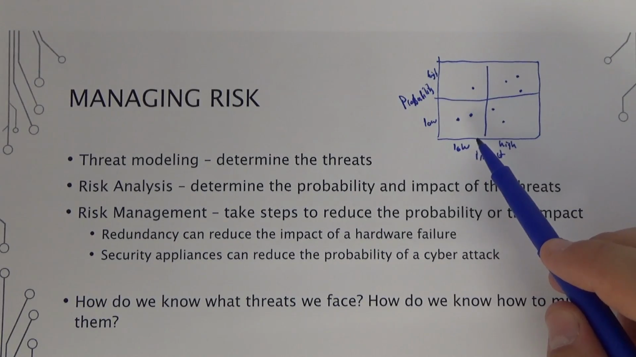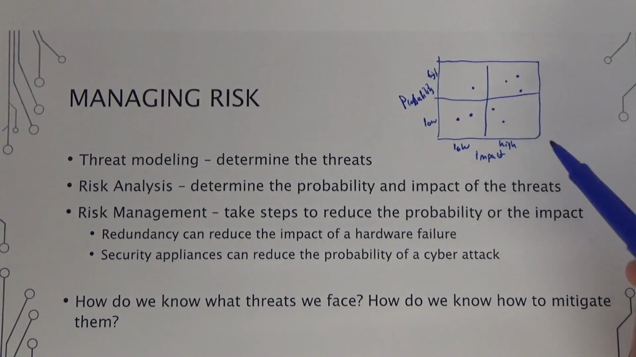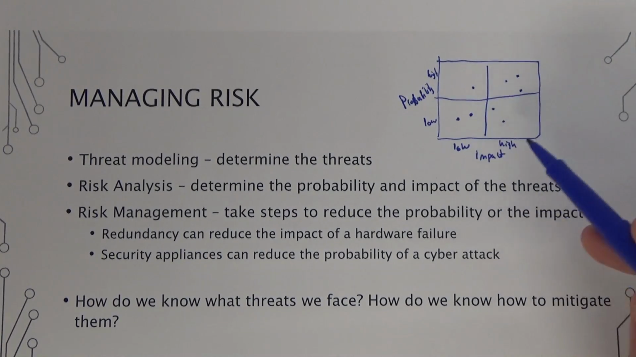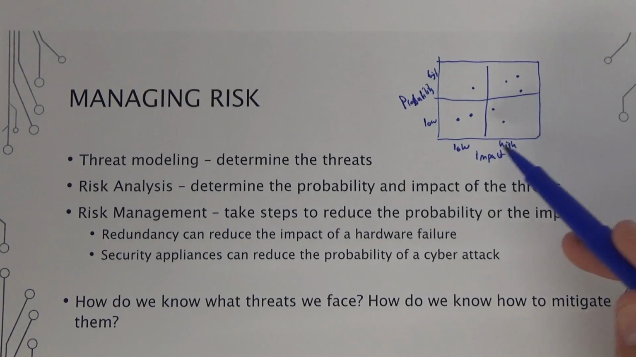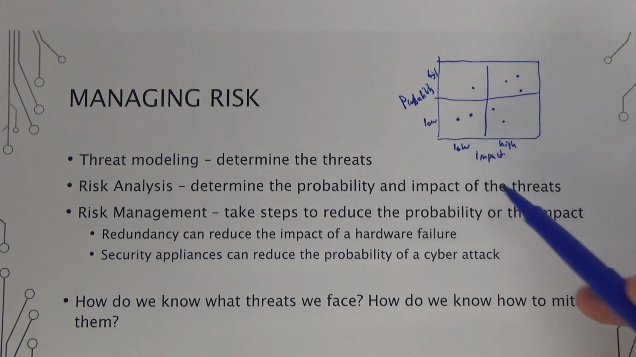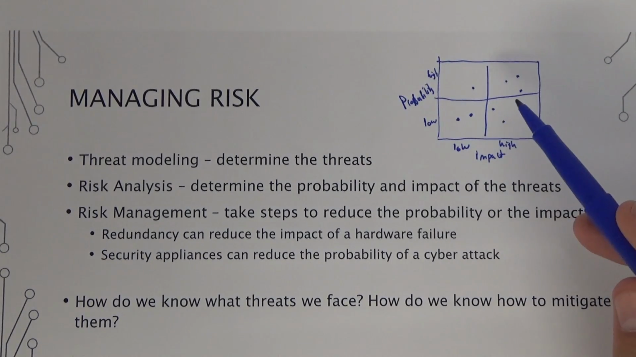Now, obviously, we want to mitigate as many of the threats as we can. And by mitigate, it means we want to reduce the probability and the impact. The reality is, it's almost impossible to reduce the probability or impact of a threat down to absolutely nothing. There will always be some probability or some impact of each of those different threats, but we want to reduce it as much as possible.